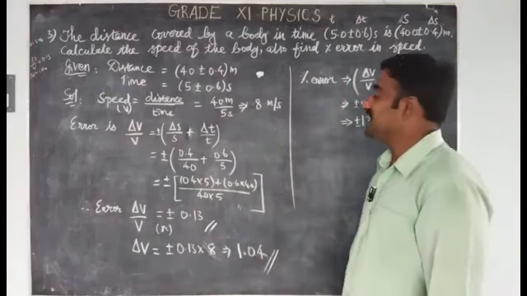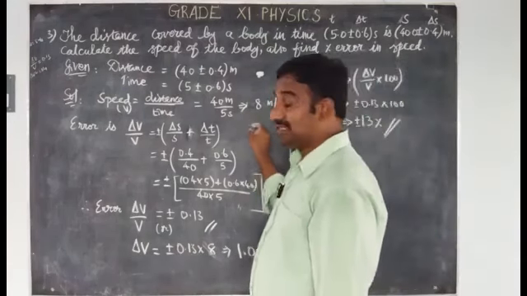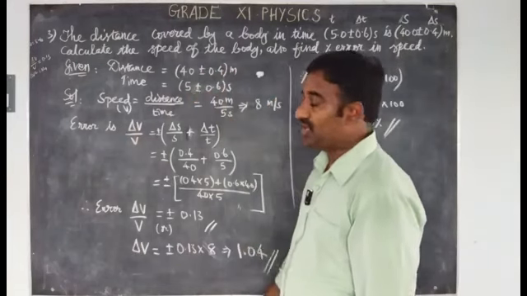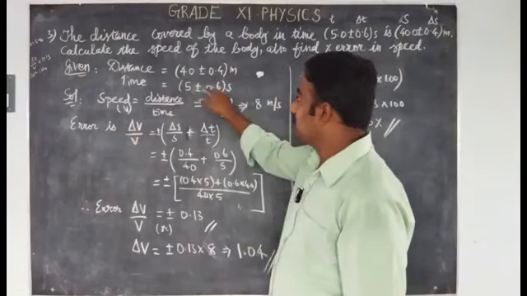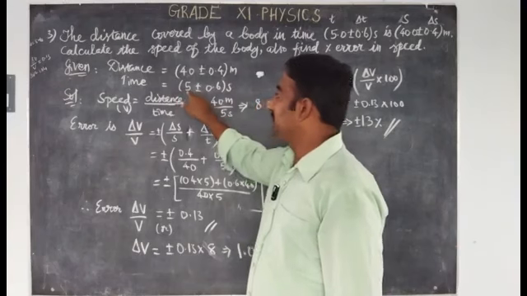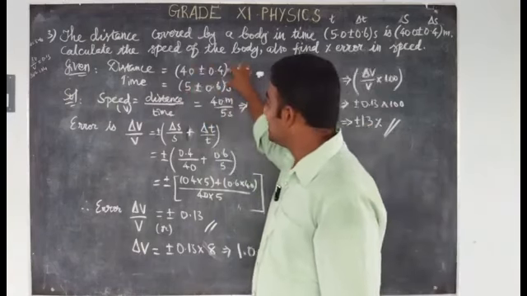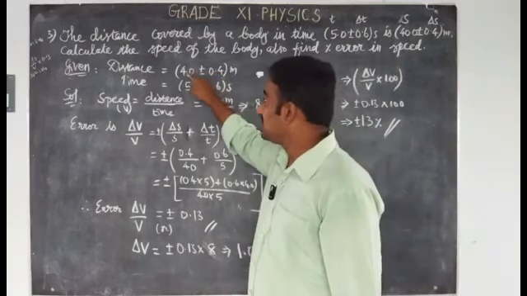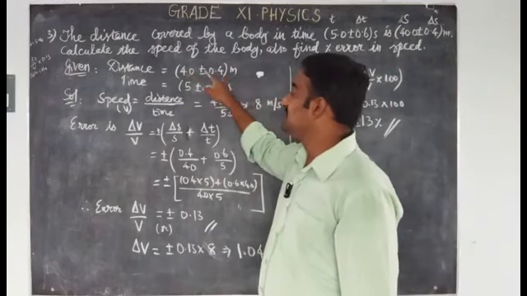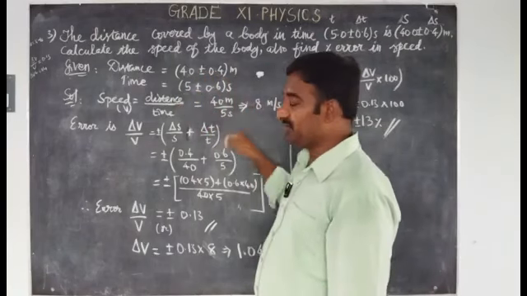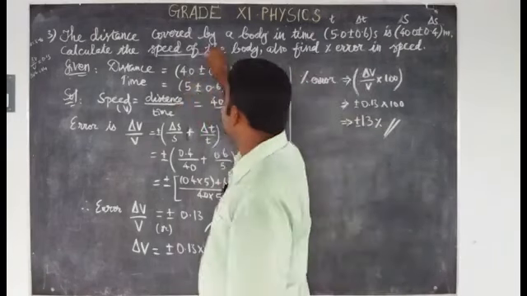I repeat the question once again. There is a certain measurement, some distance is covered by the body in some time taken. So this is the maximum possible distance. This is the error in distance. This is the time taken, and this is the error in time. So this is the distance measurement, this is the distance error, this is the time measurement, this is the time error. So calculate the speed of the body. First we need to calculate the speed of the body, and then we need to find the percentage error.